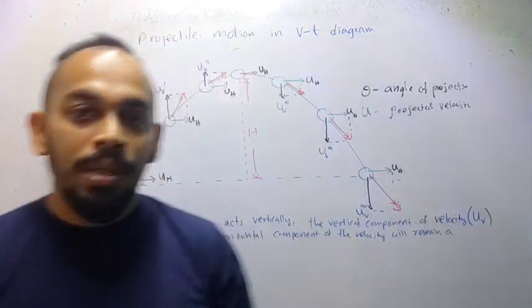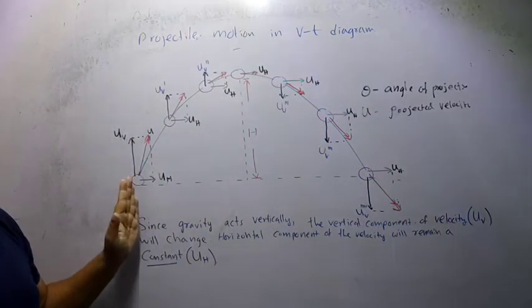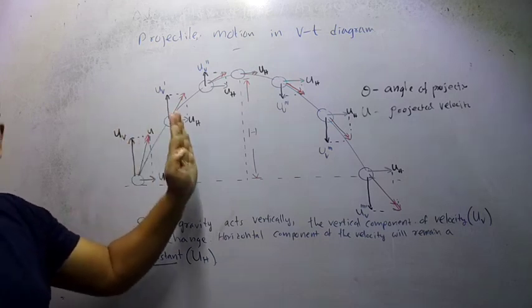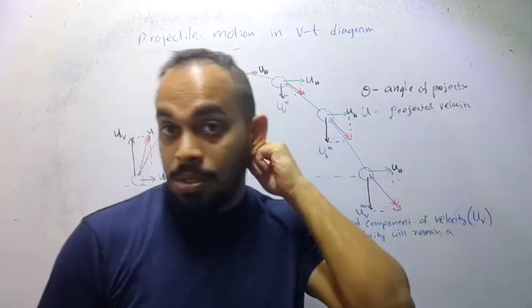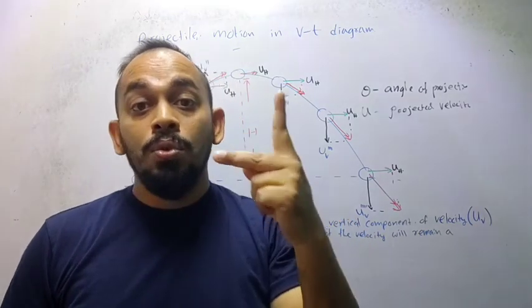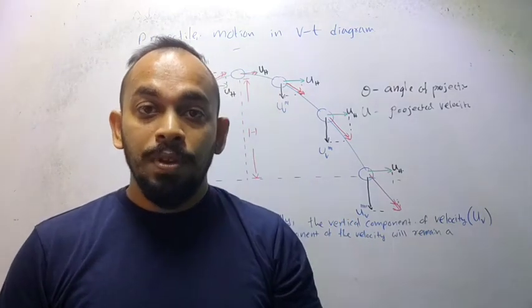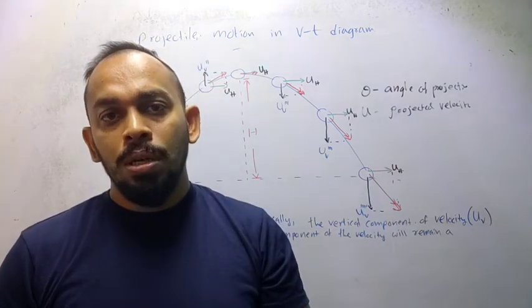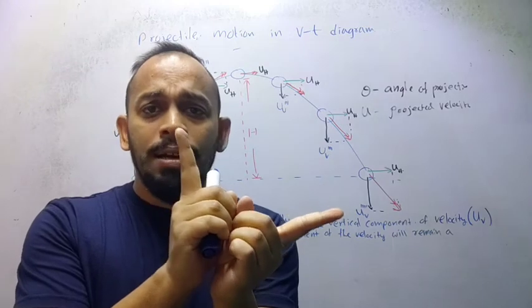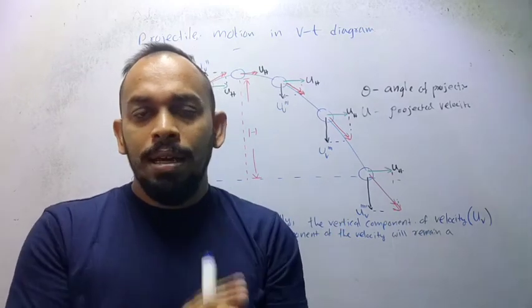So when drawing the VT diagram, we consider the vertical components separately and the horizontal components separately. When we draw the VT diagram, we draw two VT diagrams, one for the vertical component and the other for the horizontal component, because these are two directions, not the same direction.